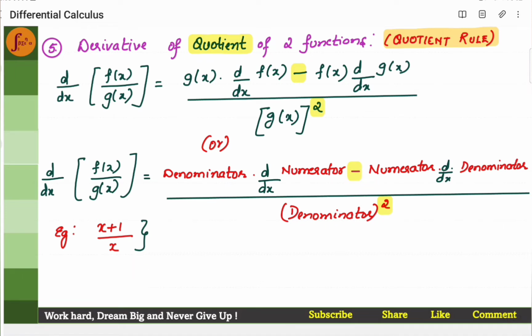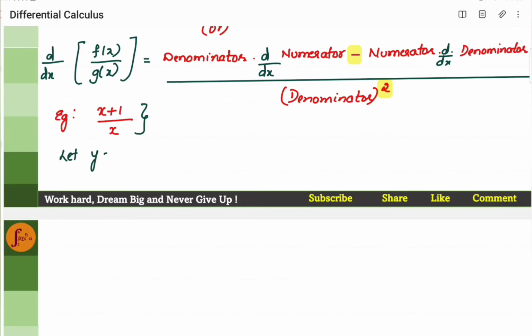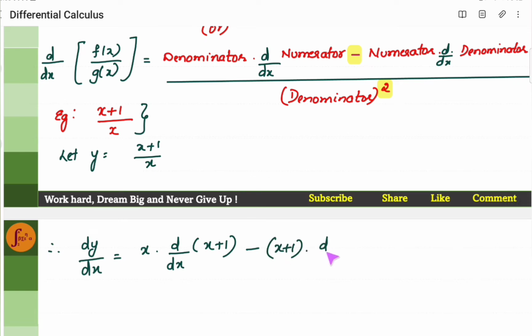Let's take this particular example. Let y is equal to x plus 1 by x. Therefore, dy by dx will be, take the denominator. The denominator is x. x into the derivative of the numerator. The numerator is x plus 1. Minus, now I take the numerator. What is the numerator? x plus 1, into the derivative of the denominator. What is the denominator? x. By denominator square, that is by x square.